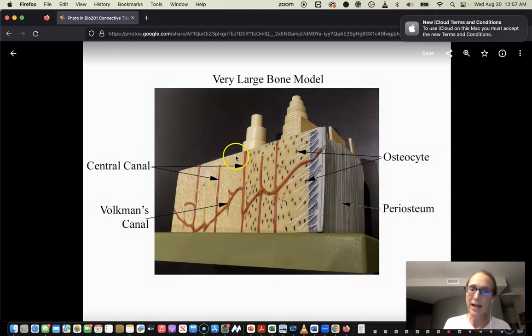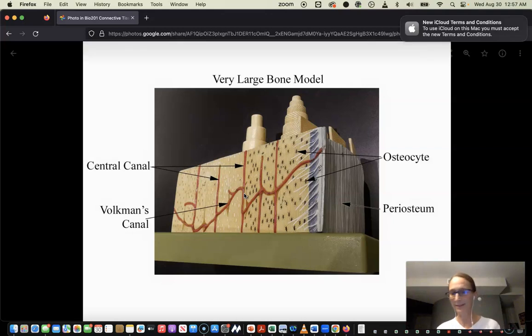So here's a central canal, here's a central canal, here's a central canal. And then here, the ones running across these osteons are called the Volkmann's canals. Okay? It's just named after the scientist. So that's one you just have to learn the scientist's name.